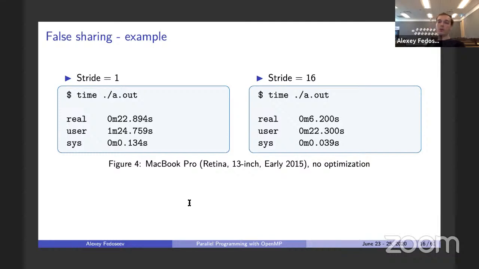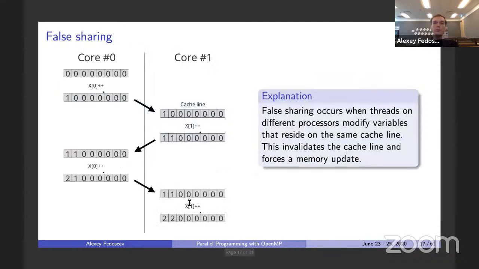If I take the same code, change my stride to 16 instead of 1, and recompile it, suddenly the time it takes to finish is only 6 seconds. There's a huge gap between 23 seconds and 6 seconds. So how do you explain that? Well, that's what's called false sharing. That's a tricky concept you have to be aware of.